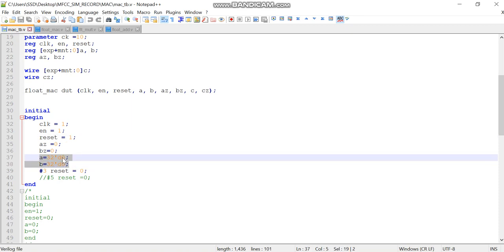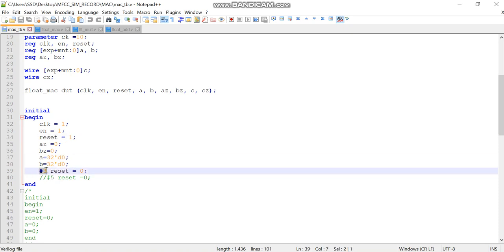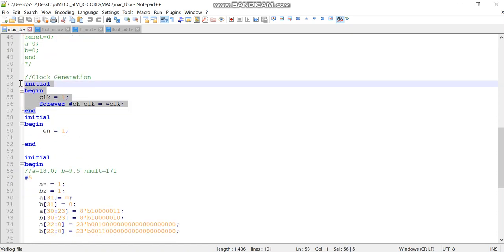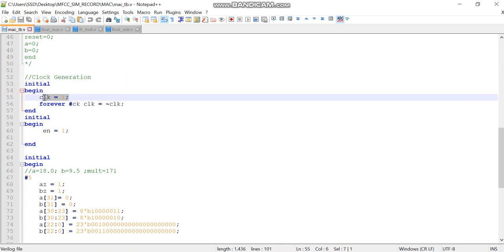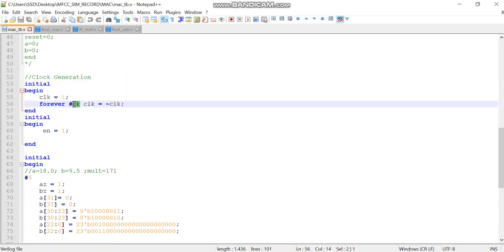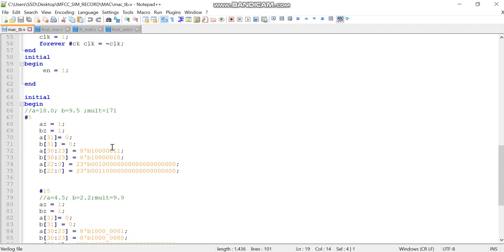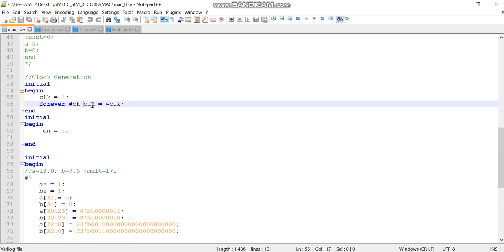And the initial outputs were 0. And then after some delay, we have made reset equal to 0. Now coming to the clock generation part, wherein the initial clock was 1. For every CK, declared over here as 10, for every 10 units of time, the clock is inverted.